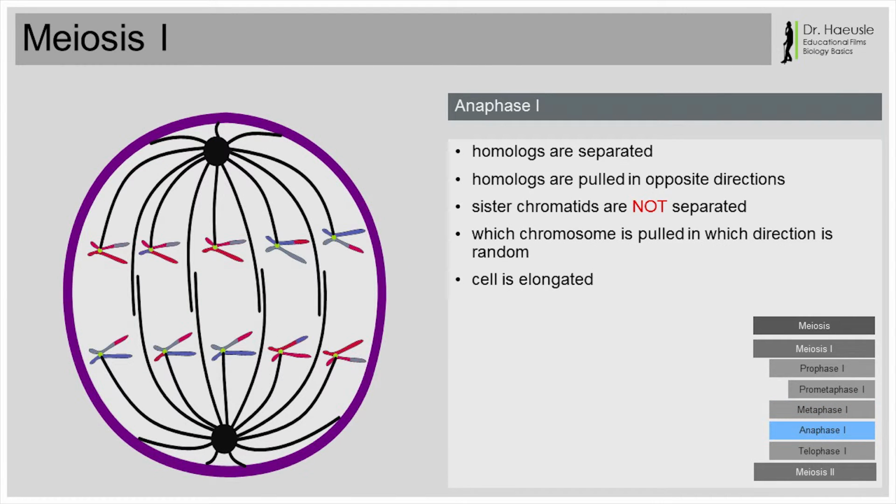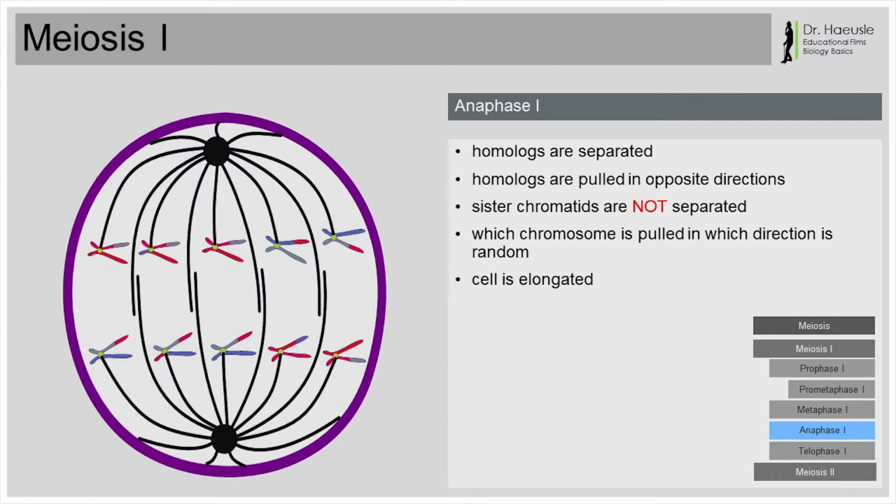Exactly. In anaphase 1 of meiosis, the homologs are pulled in opposite directions. Which chromosome moves in which direction is random. It depends on the cell site that the chromosome has been placed on before. The difference between anaphase 1 of meiosis and anaphase of mitosis is that during anaphase 1 of meiosis, not the sister chromatids but the homologs separate.